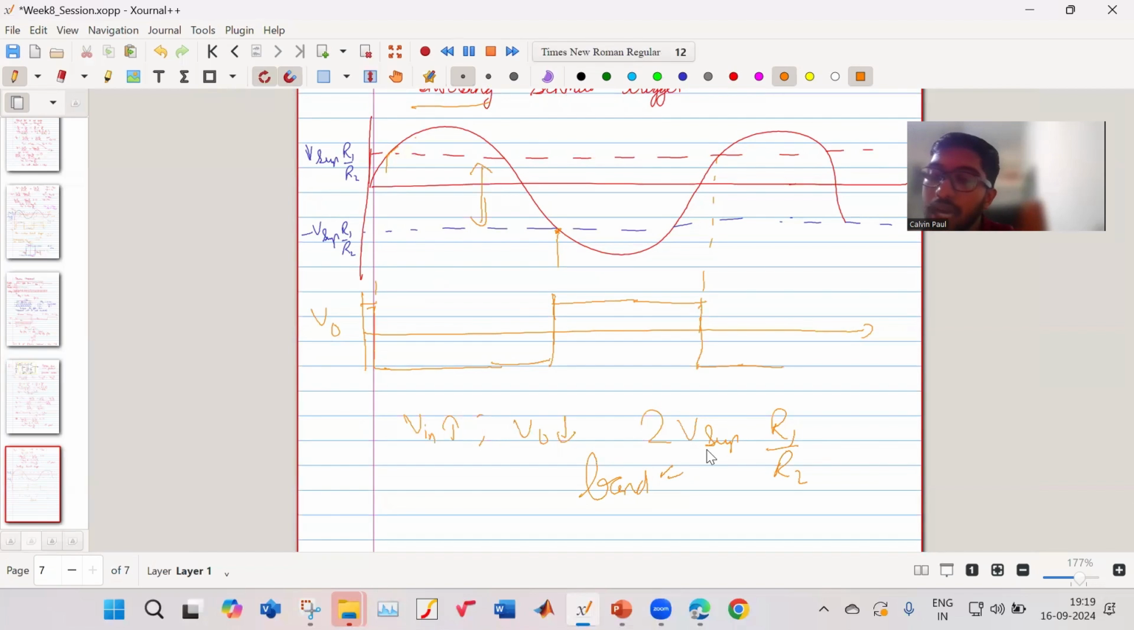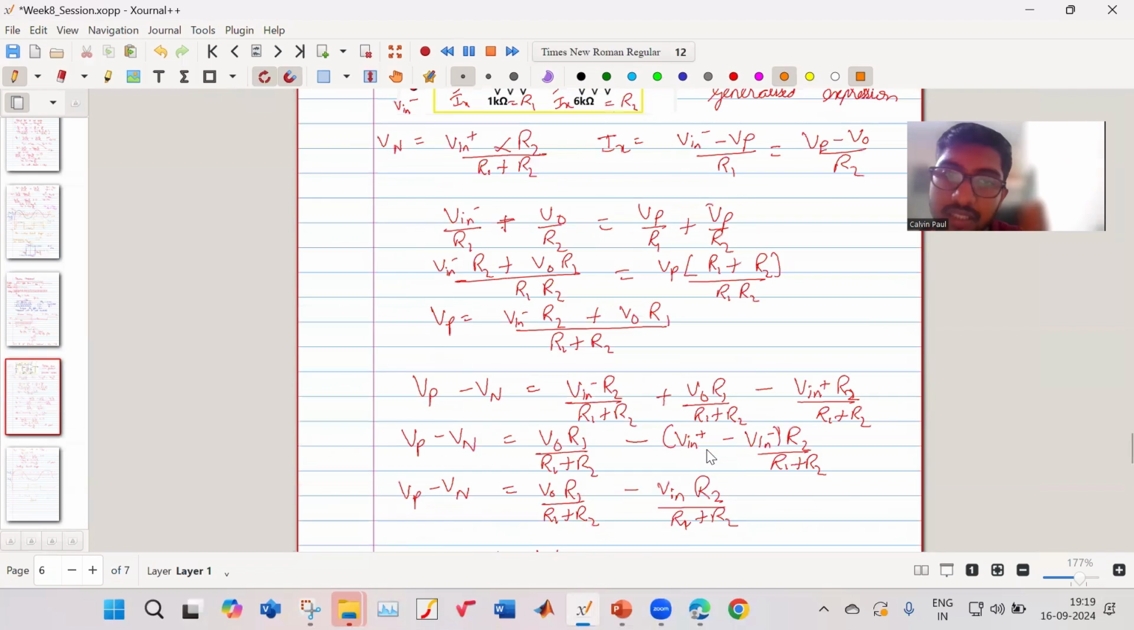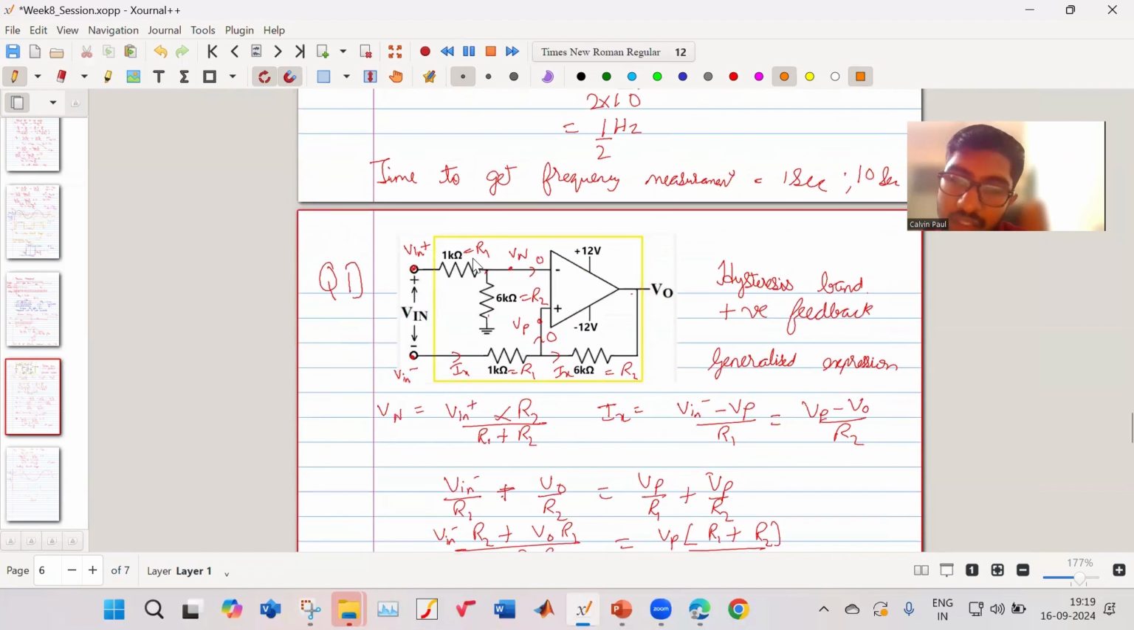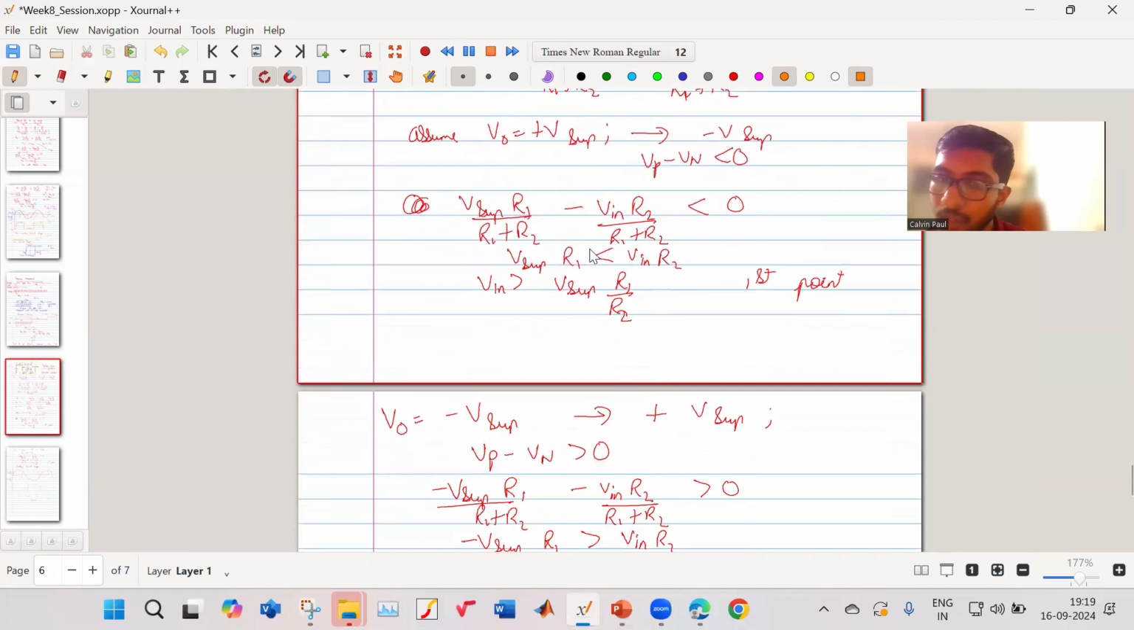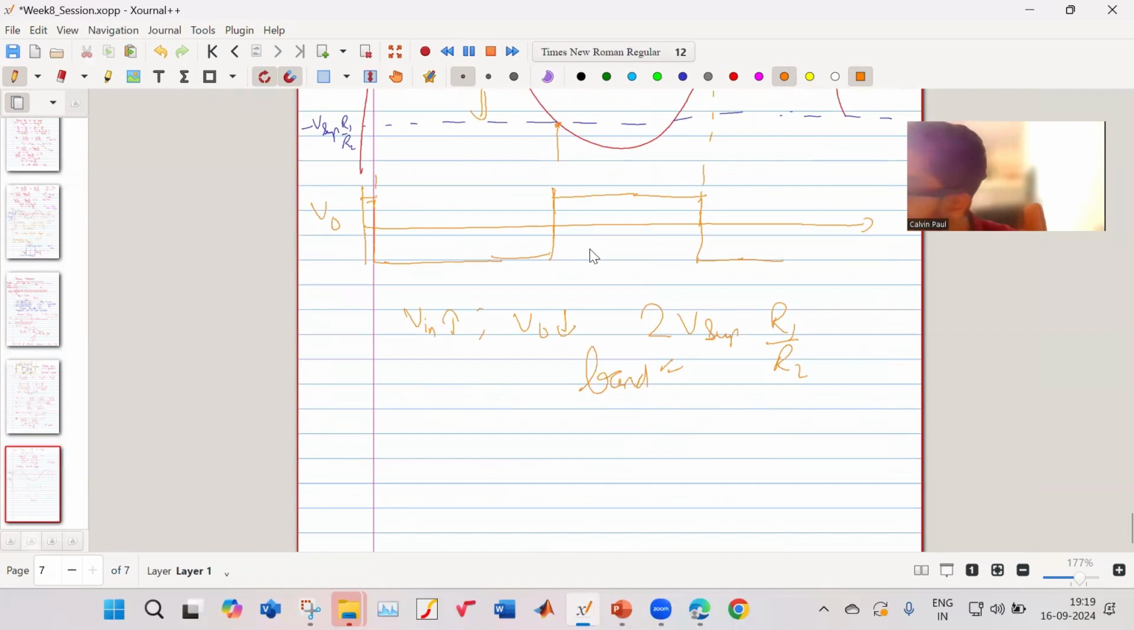So what is your R1 and V supply in this? Your R1 is 1 kilo ohm, your R2 is 6 kilo ohm, your V supply is 12 volt. Okay. So we have your band is equal to 2 into 12 into 1K upon 6K, that is equal to 24 upon 6, which is equal to 4 volt. Okay, so this is your band.